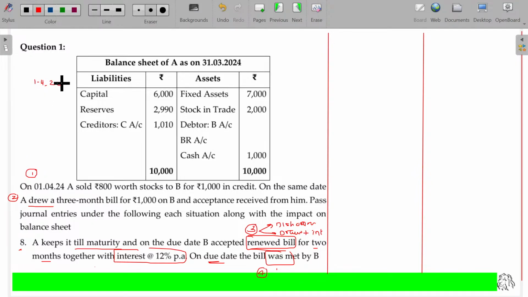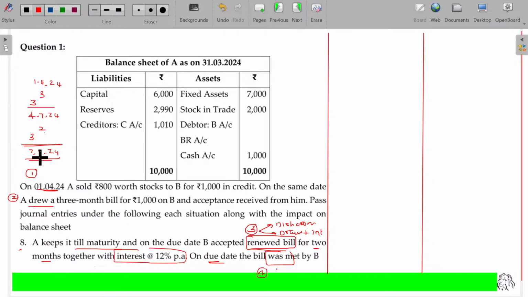1/4/24 is the original bill's drawn date. Maturity date of that being 4/7/24. Further, a renewal happened for another 2 more months extended. Okay, 3 days and 2 more months. So 7/9/24 is the due date for the renewed bill.